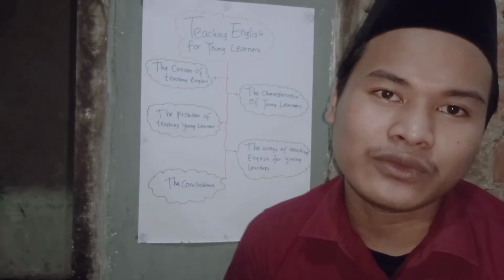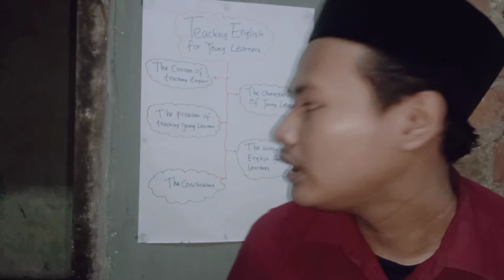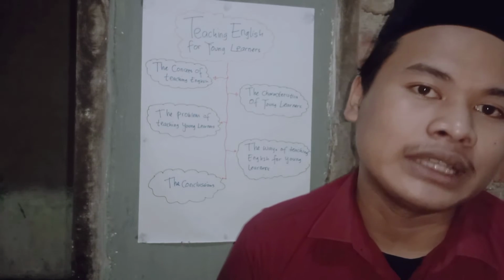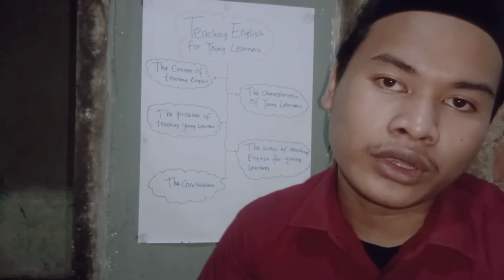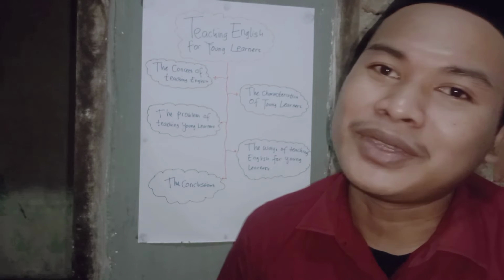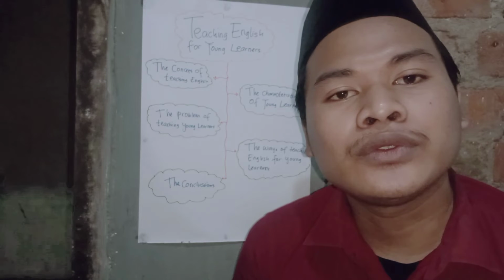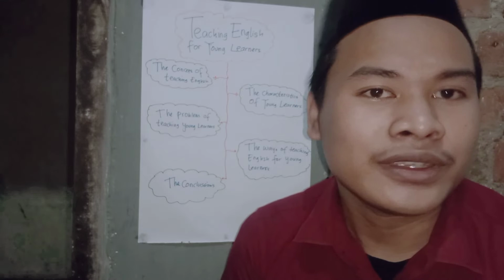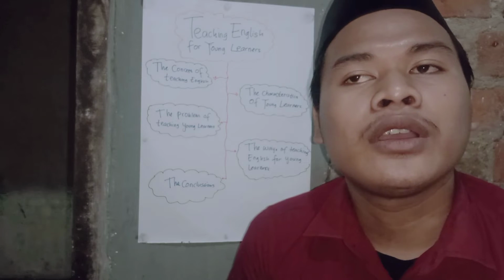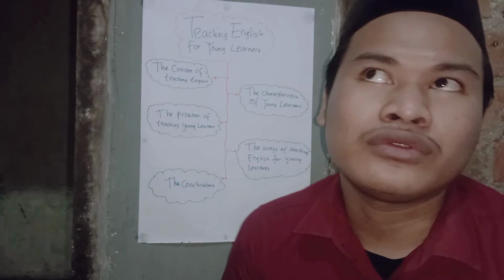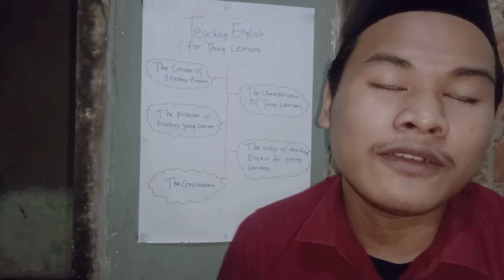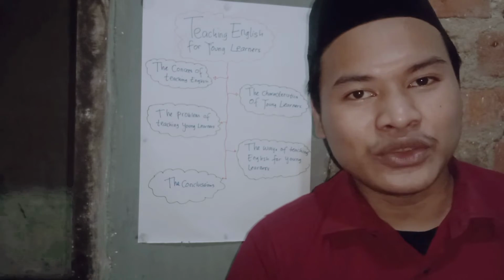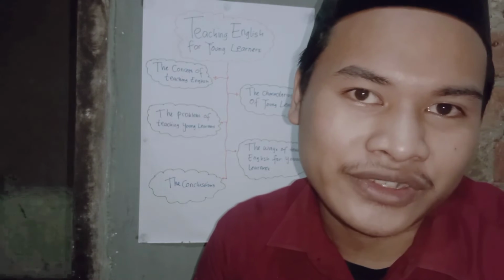And then we talk about the next one, the problems of teaching young learners. The first, when the students feel bored, it can be a problem as well. So we have to be more creative to make them like learning English. Maybe in the class we have to make the class as fun as possible, so they will not feel bored in the class and they will learn English seriously.